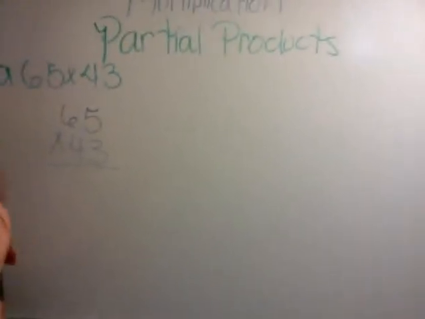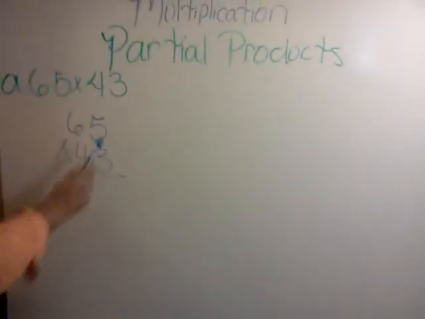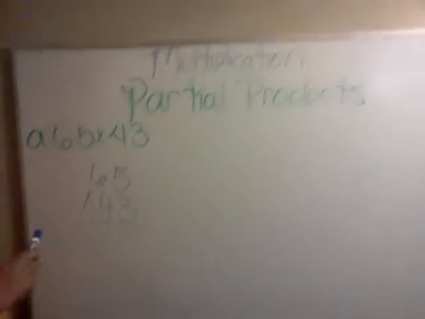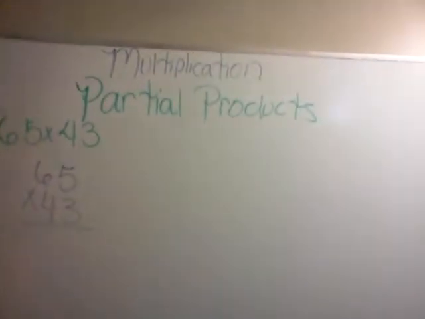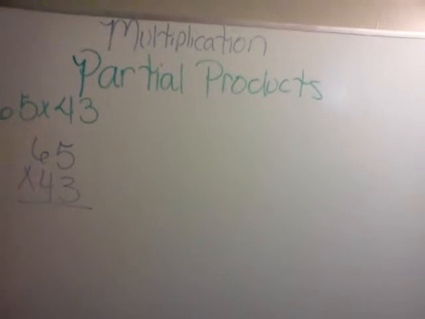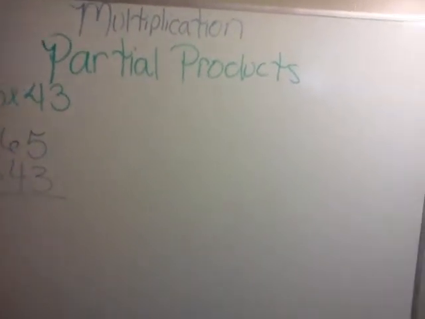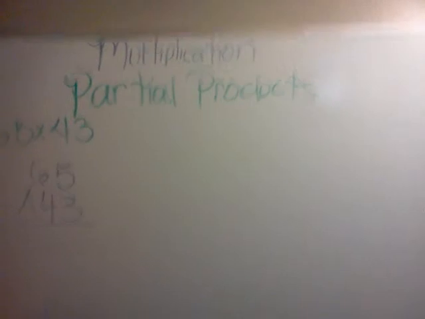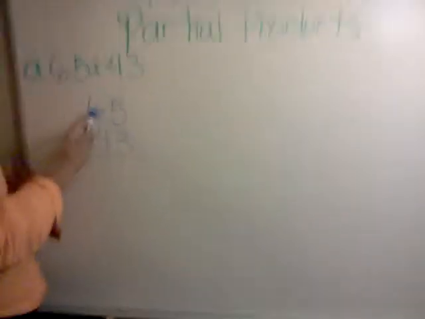Okay, so in this, we're still doing ones times the ones, times the tens. Okay? We're still doing that. The only difference is every time we get a product, we write the whole number down. We do not regroup until we add the products together.